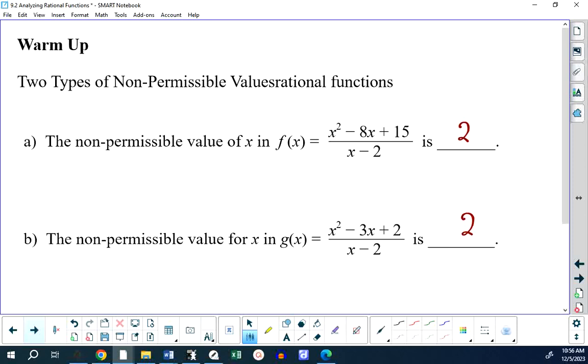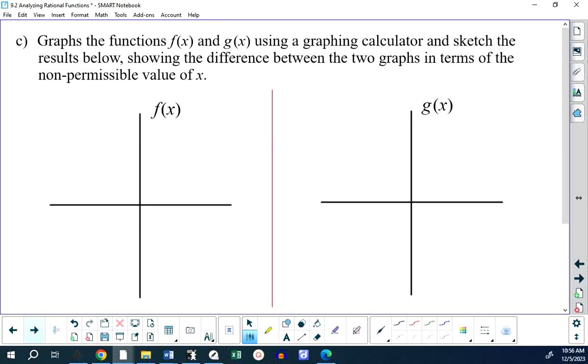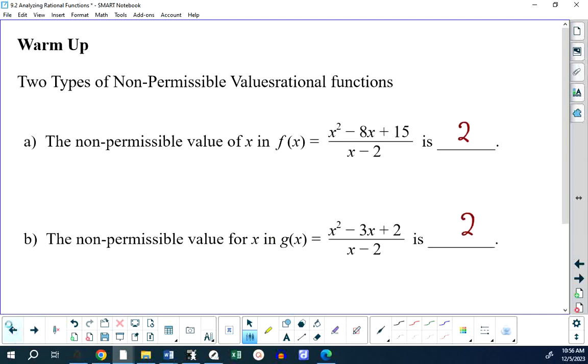And remember, my introduction to this was me telling you that non-permissible values in terms of a graph show themselves in different ways. There's 2 different ways they can reveal themselves. And we're going to learn about that right now. We're going to use a graphing calculator to graph each of these functions, one at a time, and talk about the non-permissible value. I actually want to start off with g of x. Let's graph g of x on our calculator first.